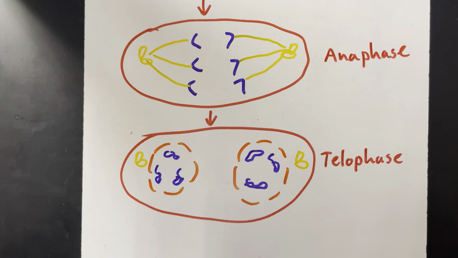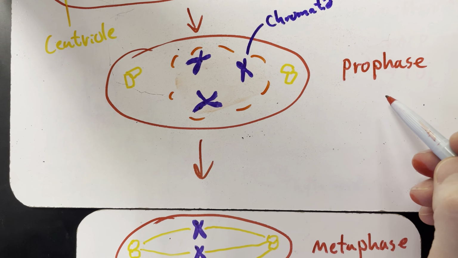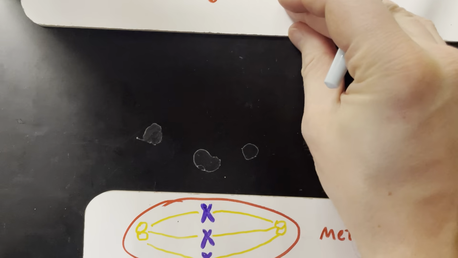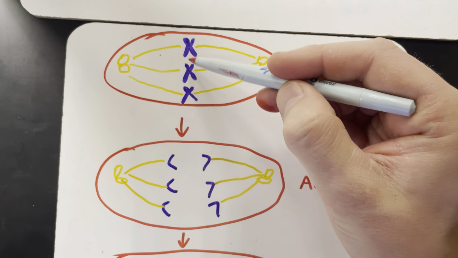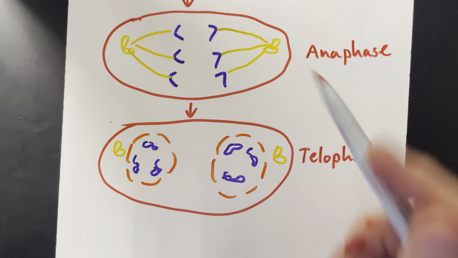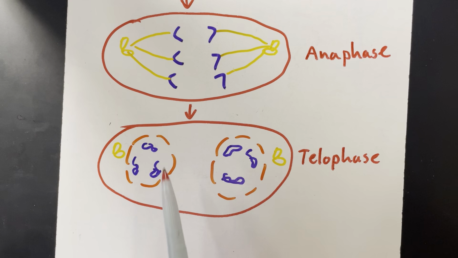So technically there's only 4 phases to mitosis. There's prophase, where the envelope separates and the chromatids form. There's metaphase, where the sister chromatids line up down the middle. There's anaphase, when the chromatids begin to separate. And then there's telophase, where the nucleus reforms and the chromatin reappears.